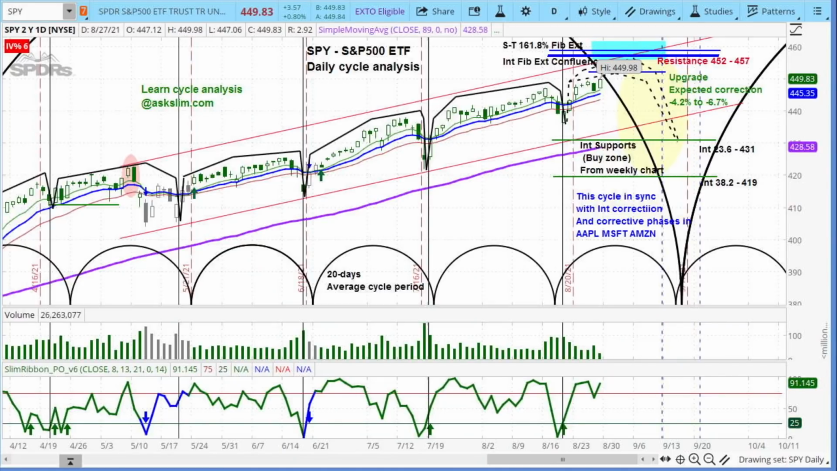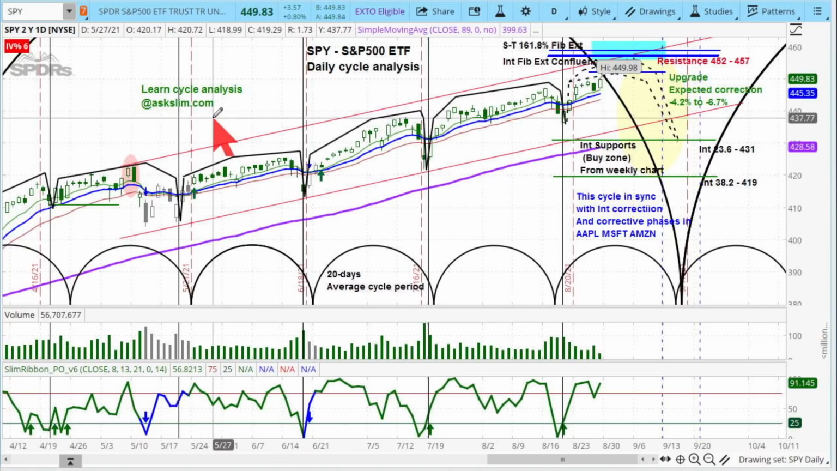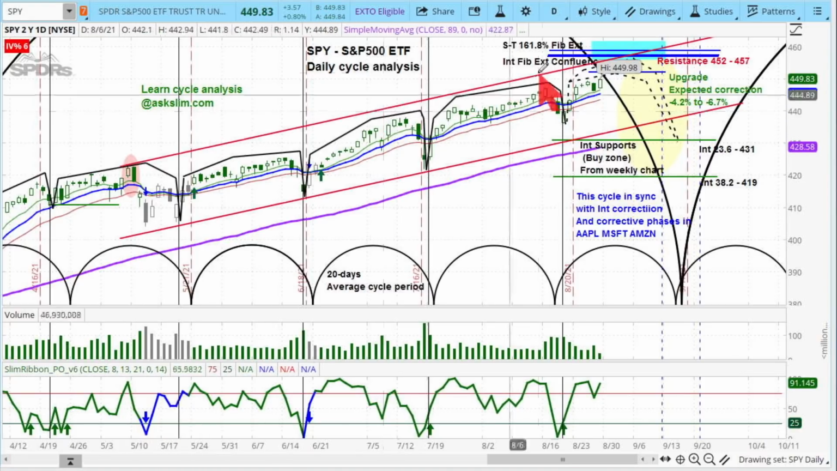So this is SPY, and in a moment I'm going to show you the VIX and show you how implied volatilities align with this. So what we're looking at is cycle analysis, and again, you can learn about cycle analysis by going to our site, askSlim.com, and there's a video that you can watch regarding our cycle analysis workshop. Just go to that workshop tab and watch the video. I think you'll find it very interesting.